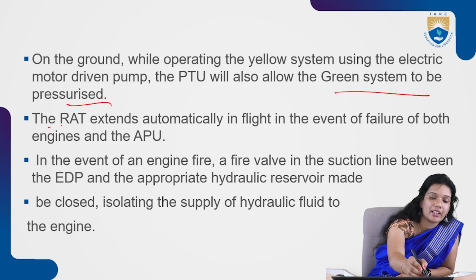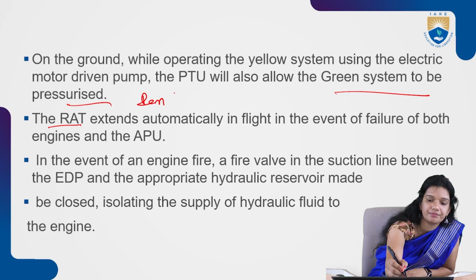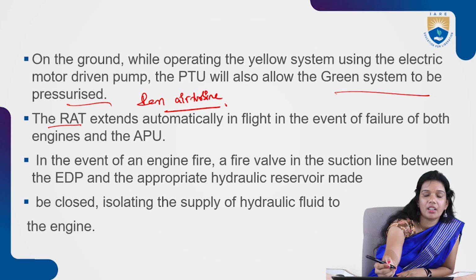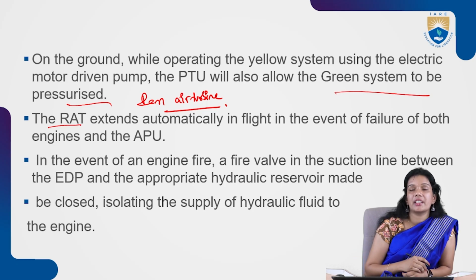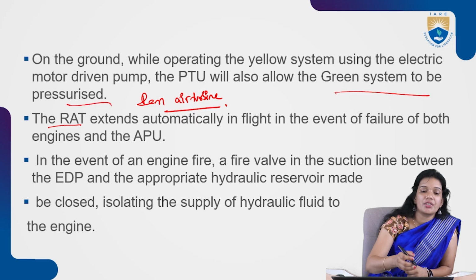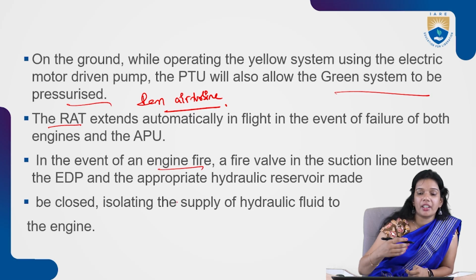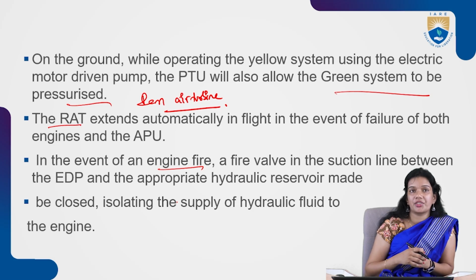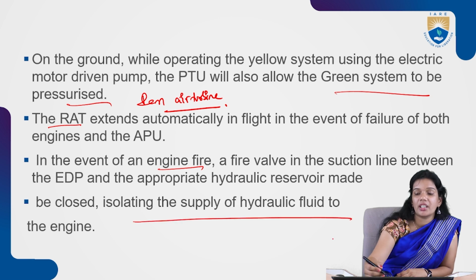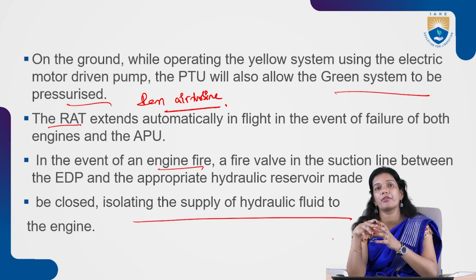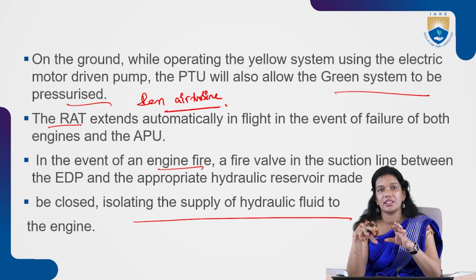Then you have the RAT, which is the ram air turbine. The RAT extends automatically in flight when there is a failure of both engines and the APUs, right? In the event of any engine fire, a fire valve in the suction line between the EDPs and the appropriate hydraulic reservoir is closed, isolating the supply of hydraulic fluid to the engines, right?